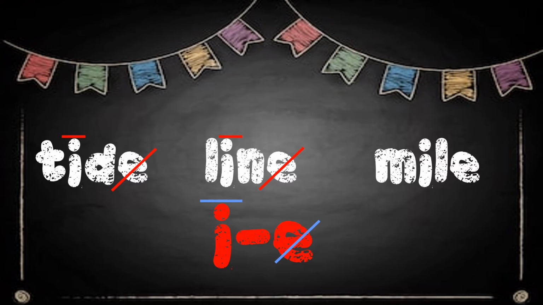And let's look at our last word, mile. Do we see a sneaky E? Let's cross it out because it is silent. Remember, sneaky E sneaks behind the consonant and makes the vowel say its name, make its long sound.